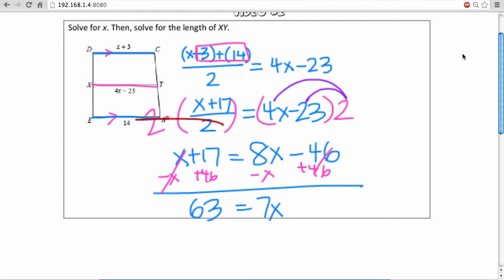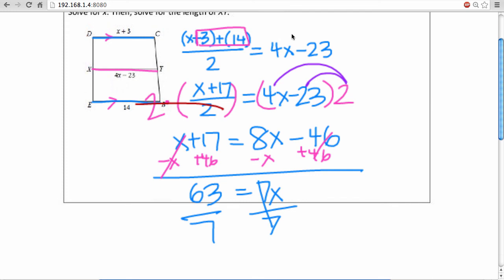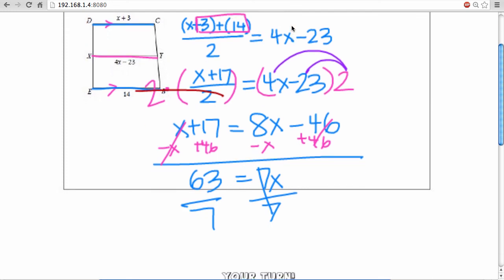Our goal again is to get x by itself, so we have one more step to do. We need to undo this multiplication of 7, so these will simplify. And then we wind up getting x to be equal to 9.